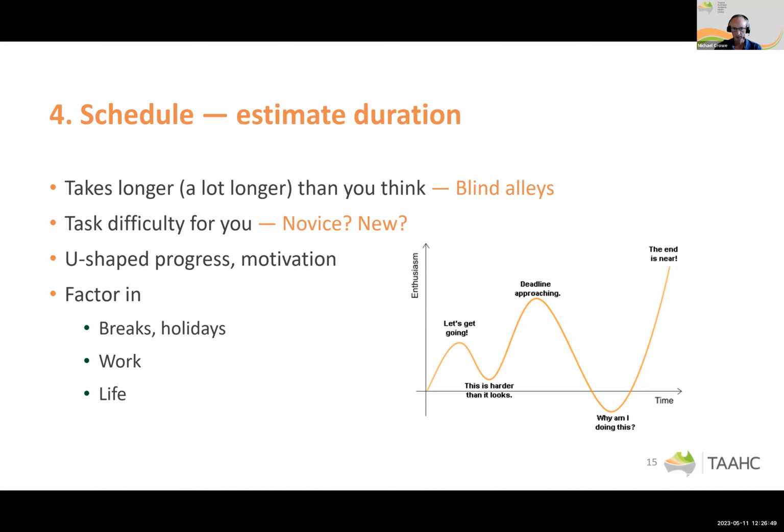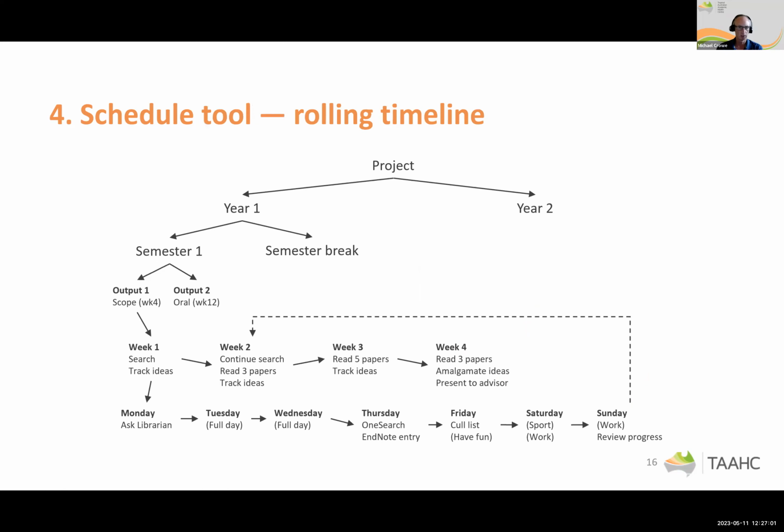There are quite a number of scheduling tools and systems available, and I'm just going to show you a few, because scheduling is one of the key things in a research project or any project. The first one is a rolling timeline. Now, I know this is set out for students that are at university, and I was trying to change this to be a bit more applicable to you guys, but I couldn't think of anything, to tell you the truth.